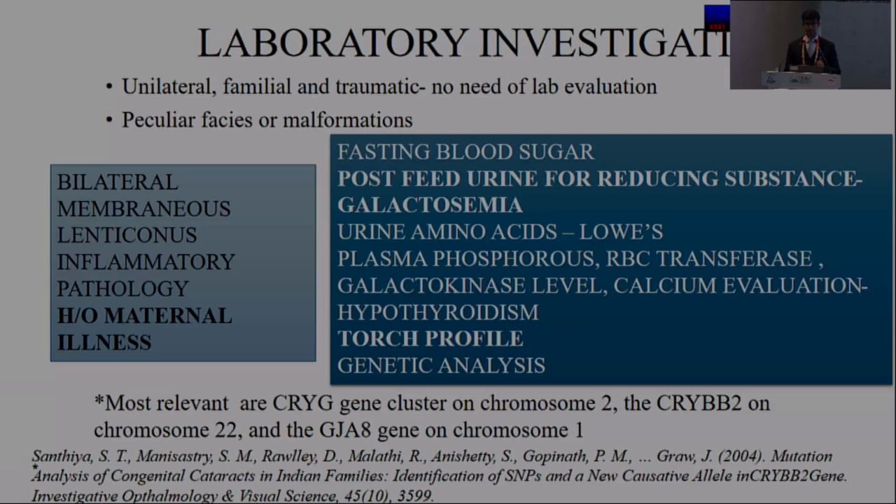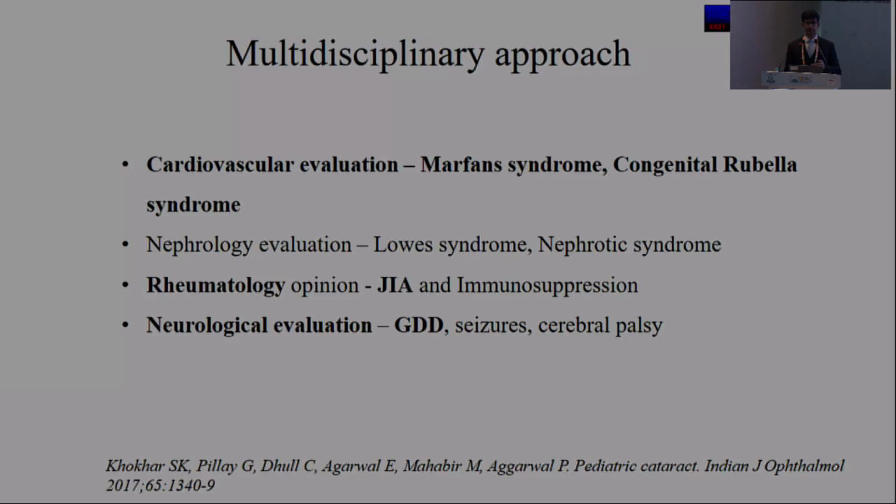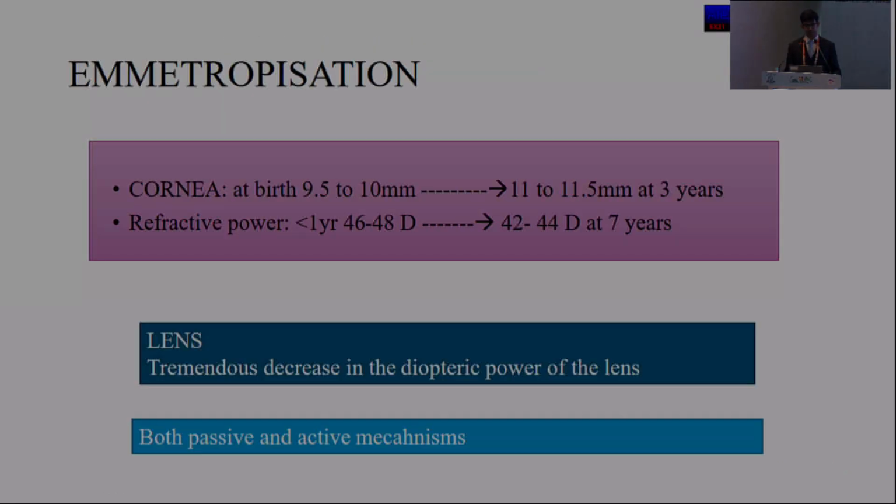Laboratory investigations become quite important in conditions such as galactosemia. So it's a multidisciplinary approach. If a Marfan's patient comes to you, we have to send them to our cardiovascular colleagues. If a JIA patient comes to you, we have to send them to our rheumatology colleagues. In GDD patients, a pediatric neuro consult becomes important.